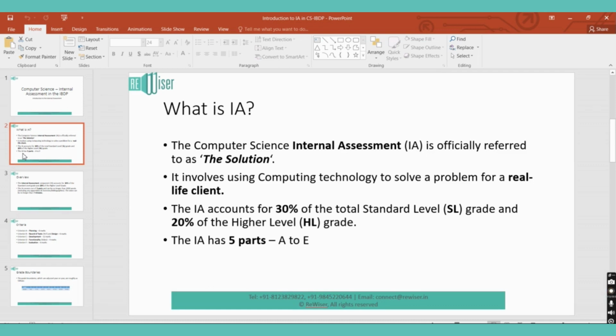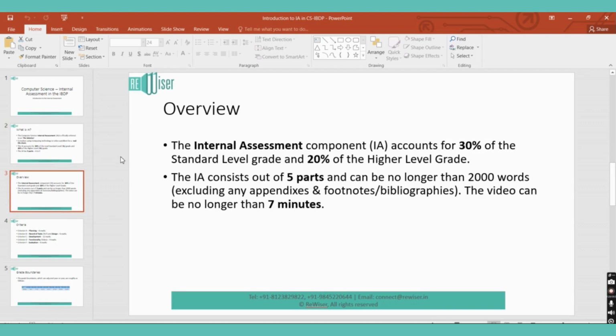Now the total number of marks that the internal assessment is evaluated for is 34, and it has 5 parts which are termed as criterion A through criterion E. An overview of the internal assessment component.